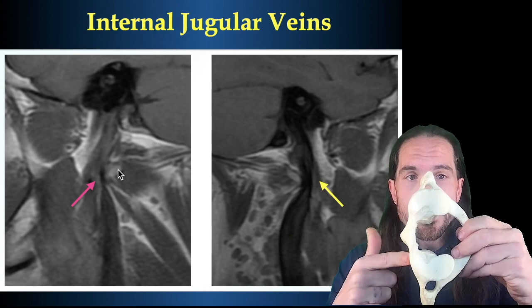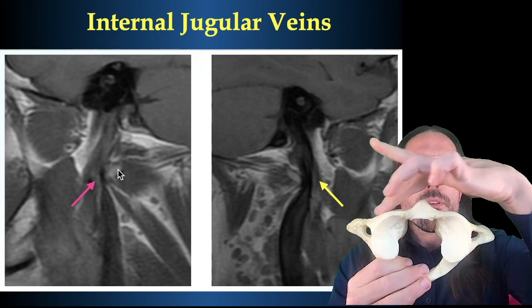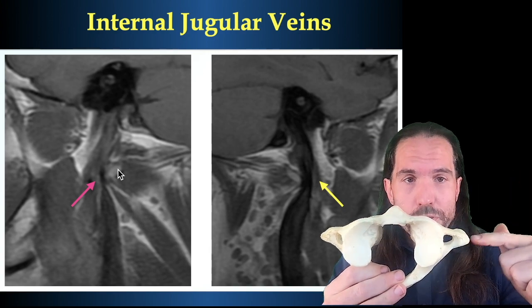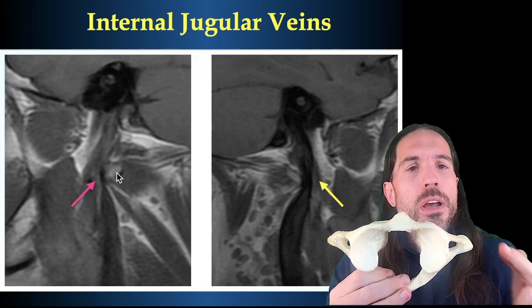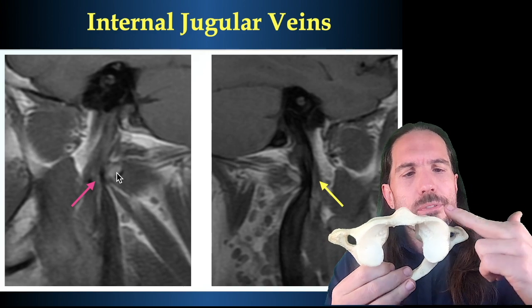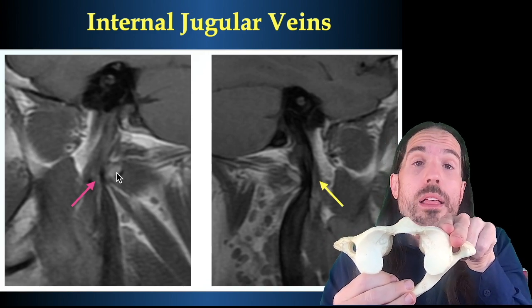So here's the front side. I'll kind of turn it like that. Actually, I'll do it like this. So front side, top of the vertebra. The transverse process, the tip, is what this little structure is right here. So the internal jugular vein sits right here.